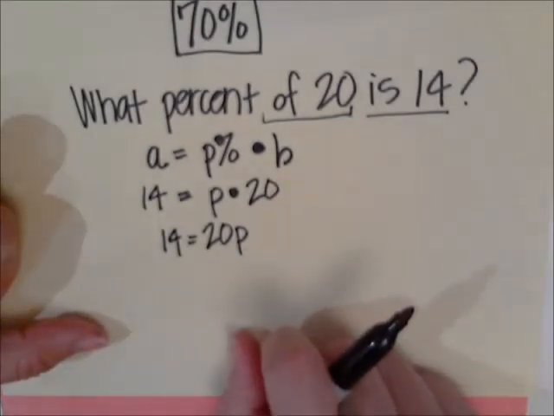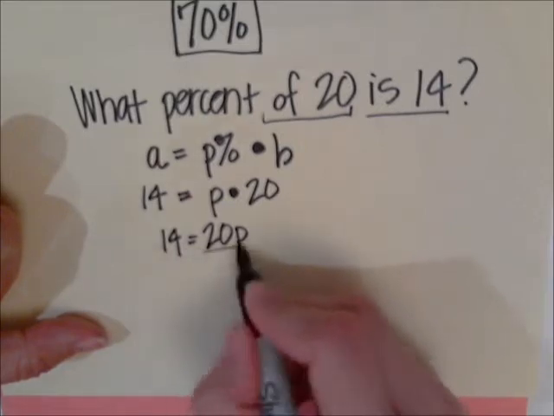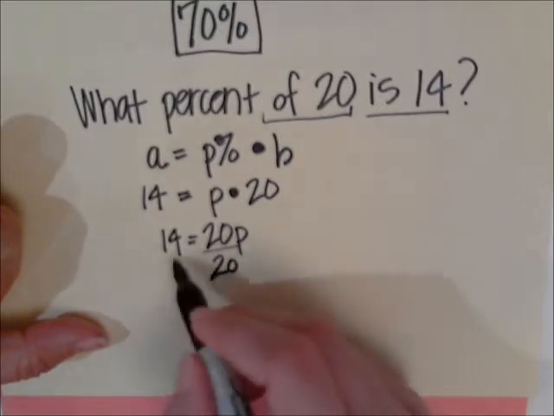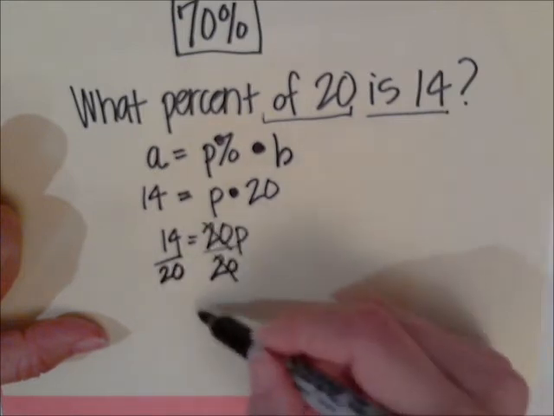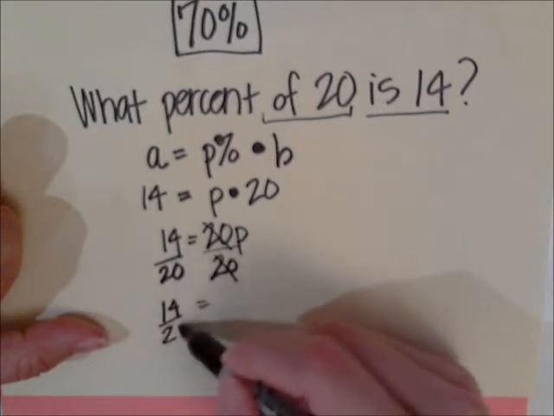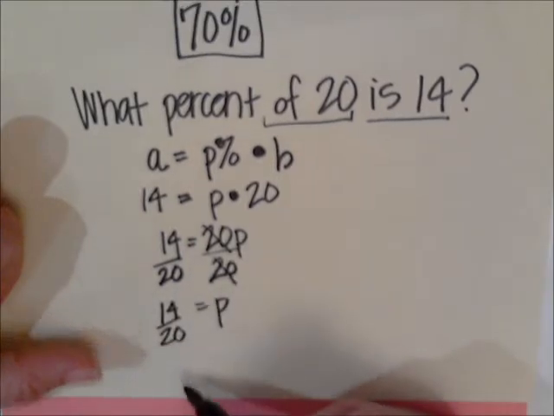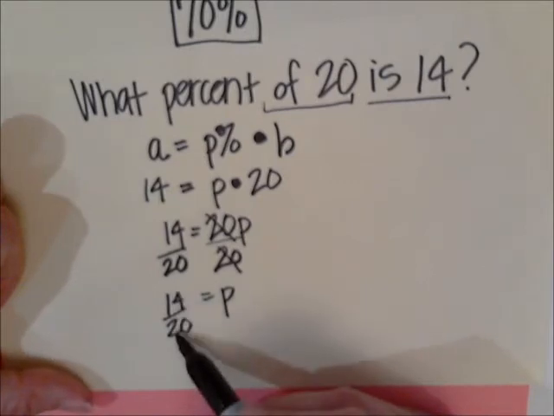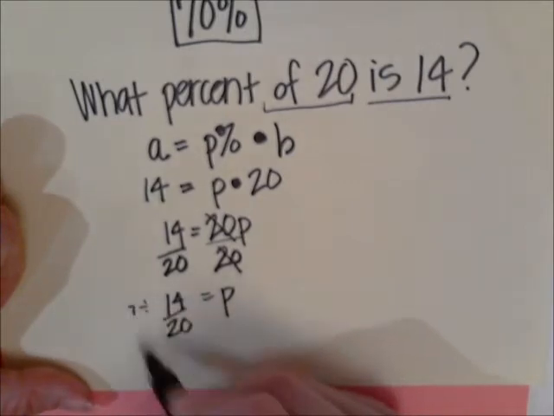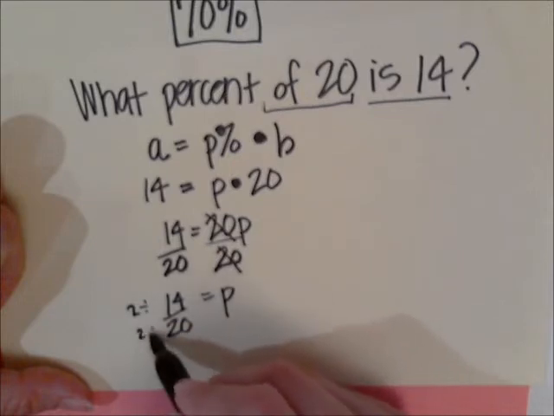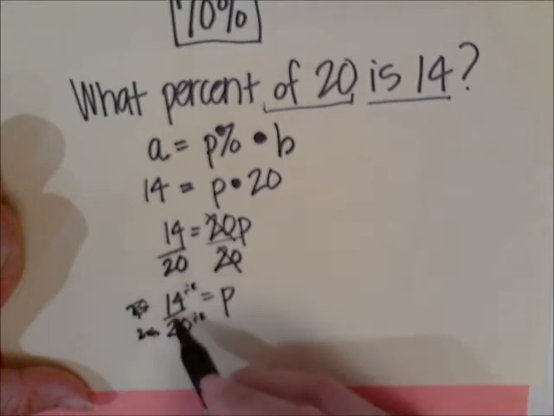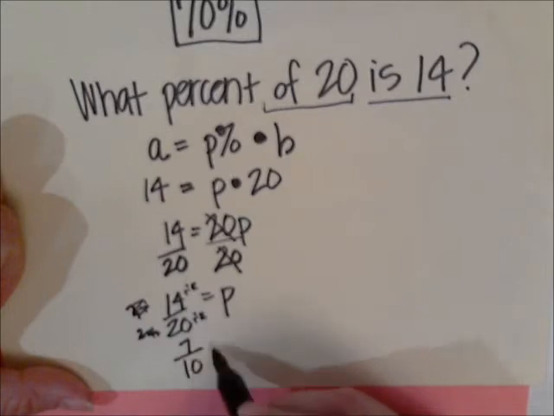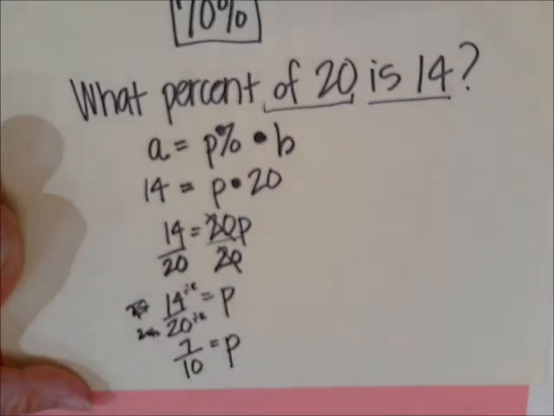Now I need to get P by itself. So I'm going to divide both sides by 20, because 20 is the coefficient of P. And then I cancel out, and I get 14 over 20 equals P. Now, I happen to know that I can reduce 14 over 20 by 2. Divided by 2, 14 divided by 2 is 7, and 20 divided by 2 is 10. So I get 7/10. Who thinks I'm done?